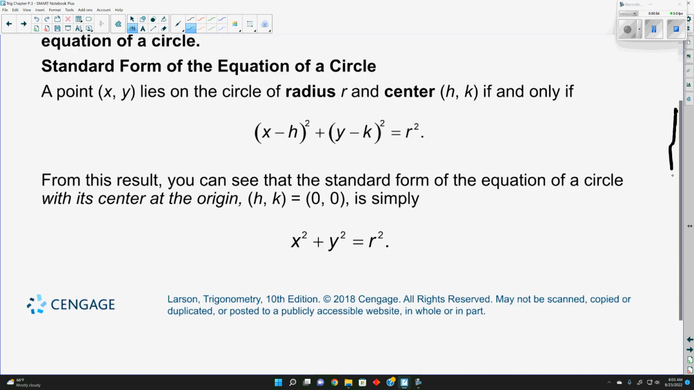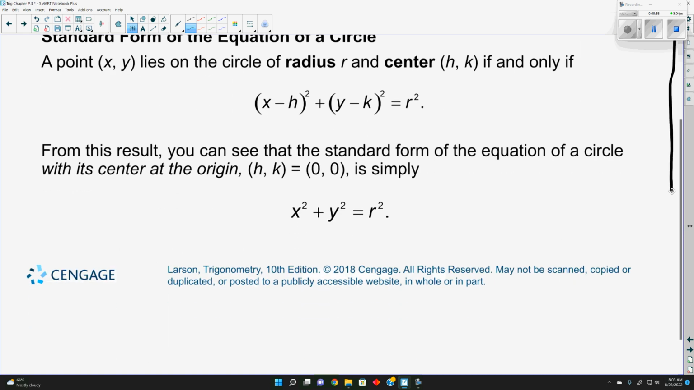And by squaring each side, we get the standard form of a circle: x minus h squared plus y minus k squared equals r squared, where h comma k is the center. And if the center is 0, 0, we really just have x squared plus y squared is equal to r squared.